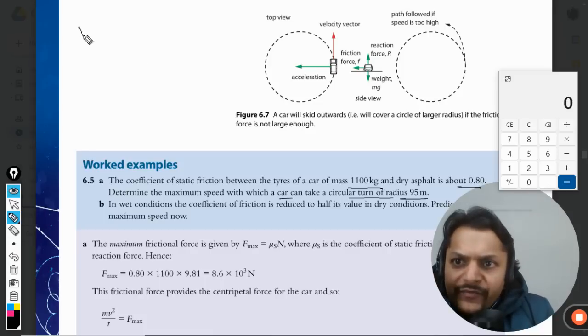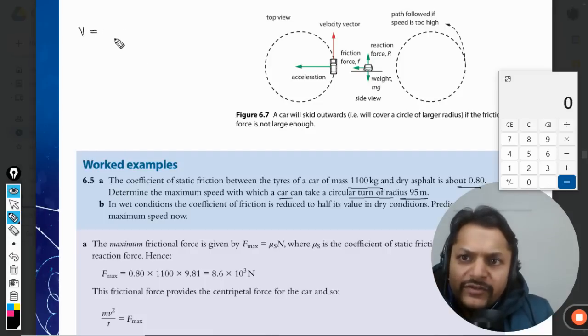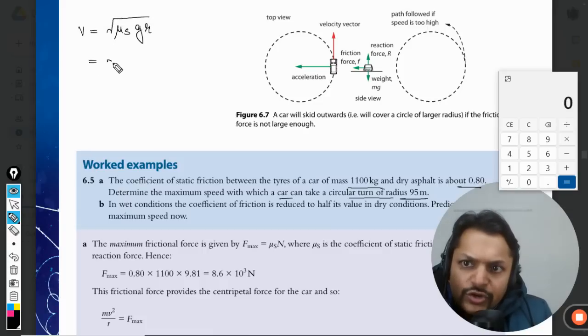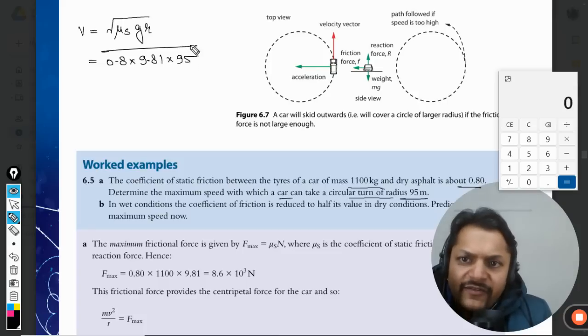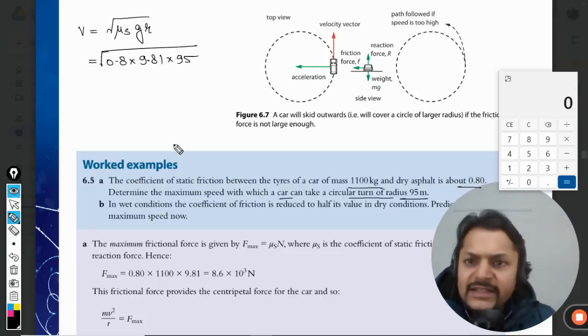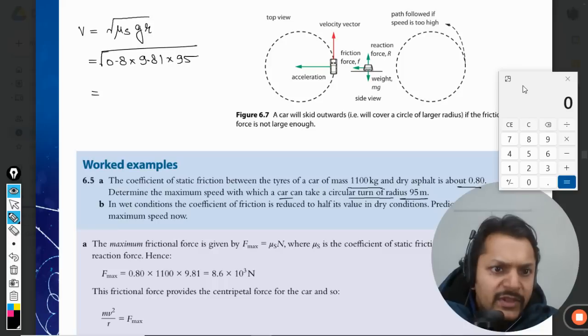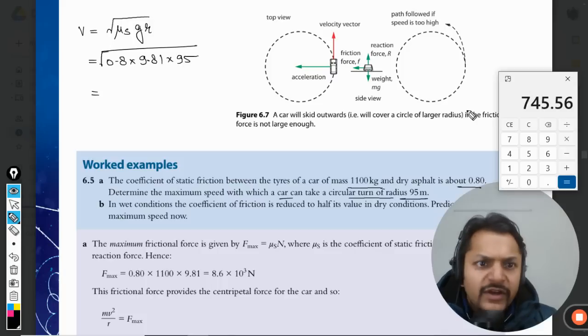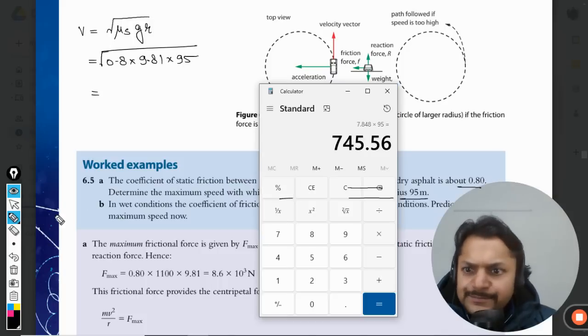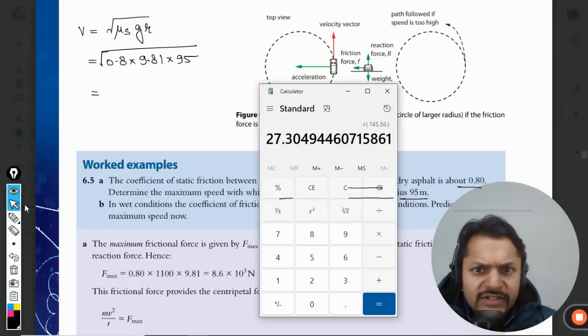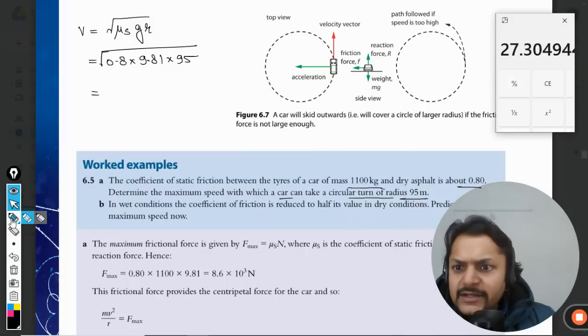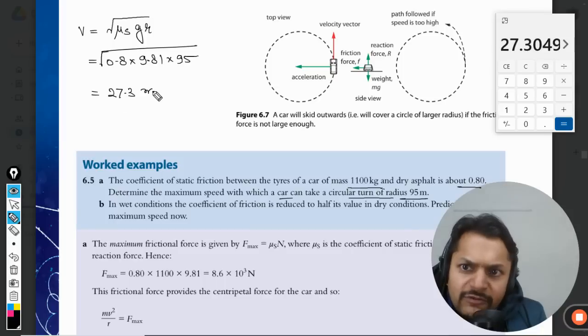So the maximum velocity will be given by the square root of mu s into g into r. So the mu s value is 0.8, g will be 9.81, and the radius is given as 95, and we take the square root of that, and directly you would be getting the answer. So let's see, 0.8, 9.81, and multiply by 95. So it is 745, and we have to take the square root of that. So the square root of this is coming out to be 27, and so in this case our answer is 27.3 meter per second.